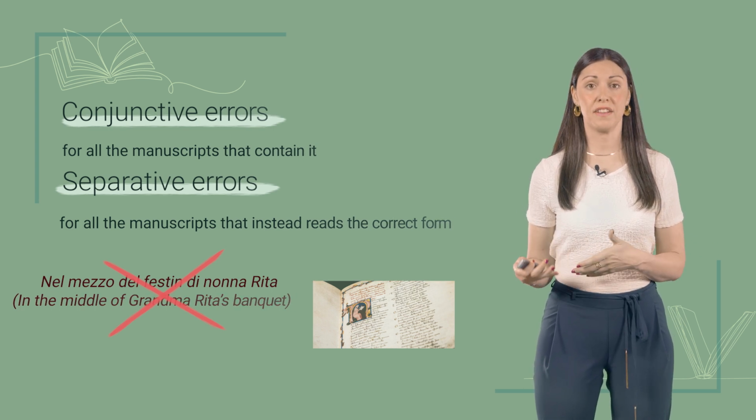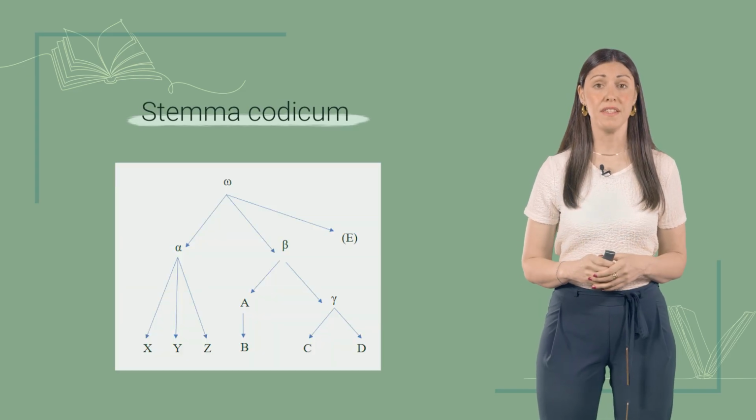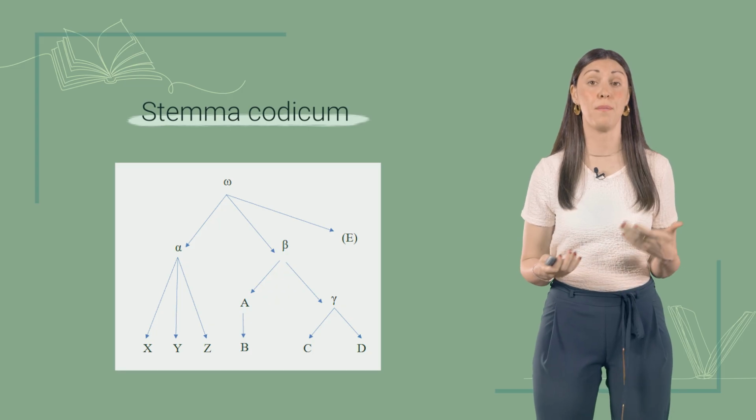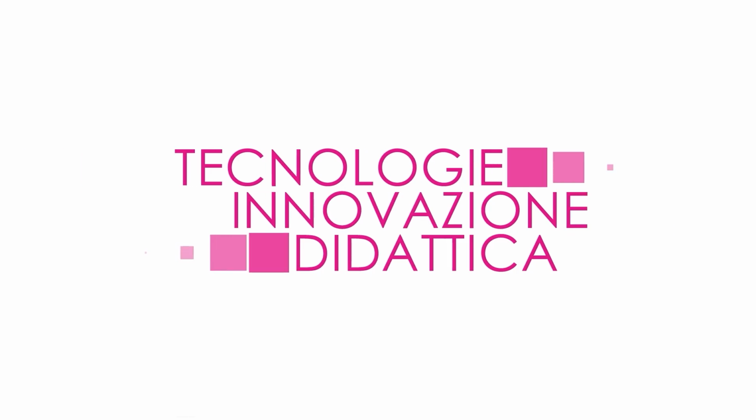Once these conjunctive and separative errors have been identified and analyzed, the philologist can proceed to the next step in the method, constructing the stemma codicum. This is a graphical representation of the genealogical relationships among the manuscripts.